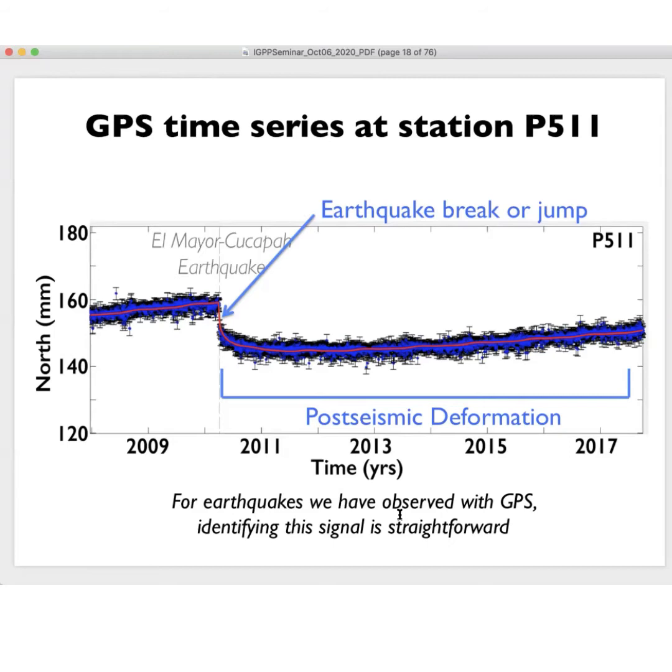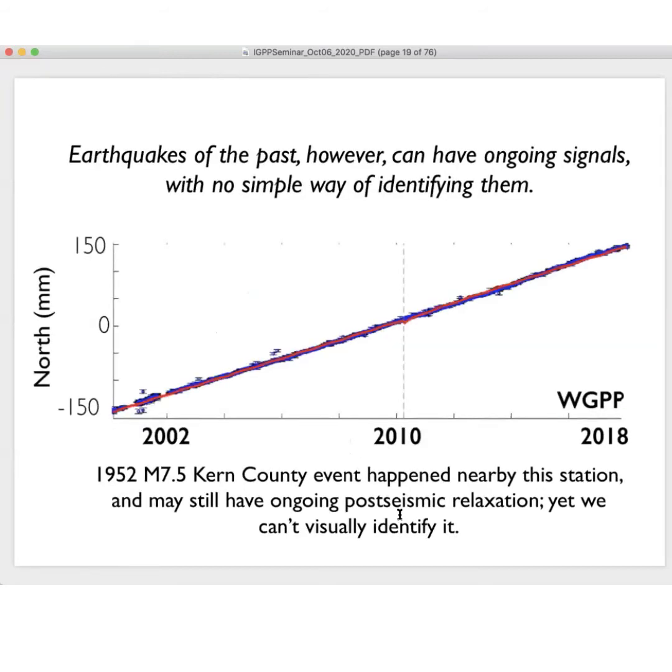However, when earthquakes happened in the past, we of course didn't have GPS stations back then to monitor their post-seismic jumps and early post-seismic motions. So even for earthquakes that can still have ongoing post-seismic signals, we have no simple visual way of identifying them.